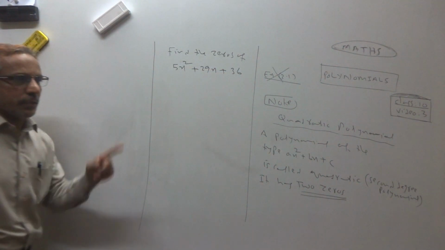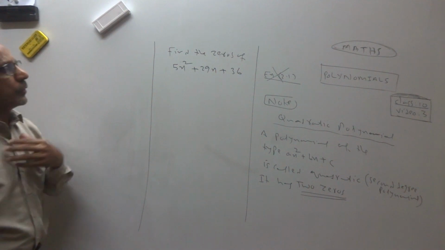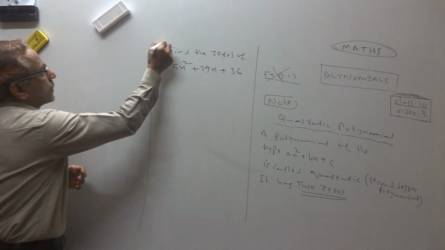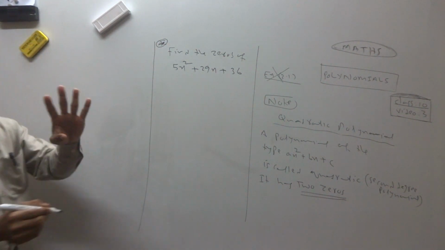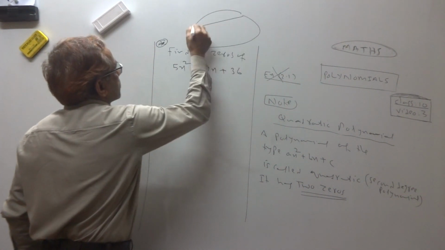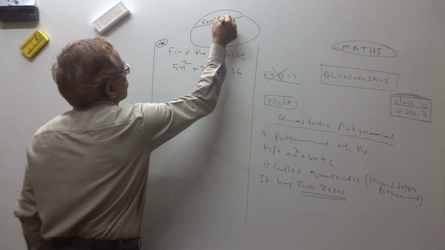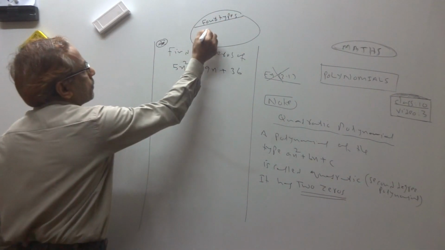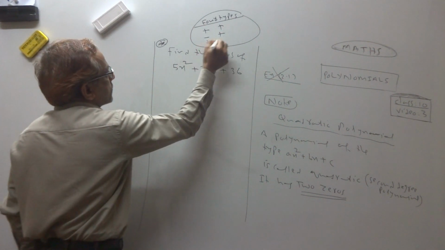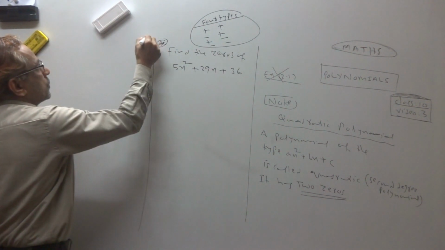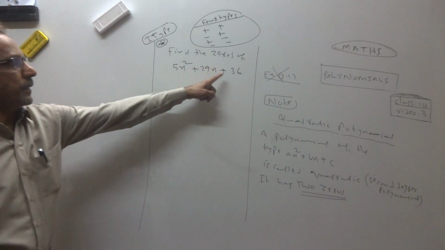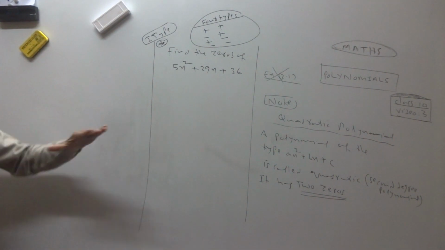Yes, this is the question. Find the zeros of this. We know that it has 2 zeros, but how do you find out its 2 zeros? See, we have 4 types of questions. We have to do 4 types: plus plus, minus plus, plus minus, minus minus. So this I am doing first type. This is plus plus.